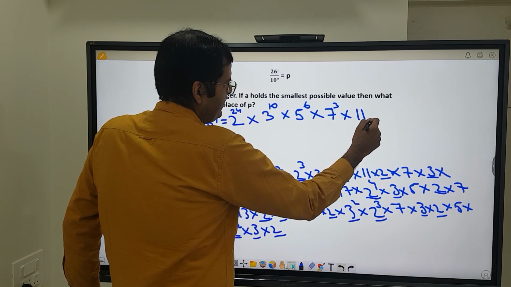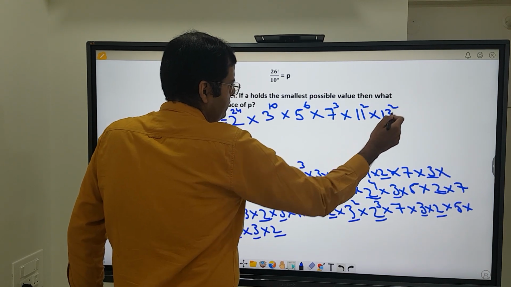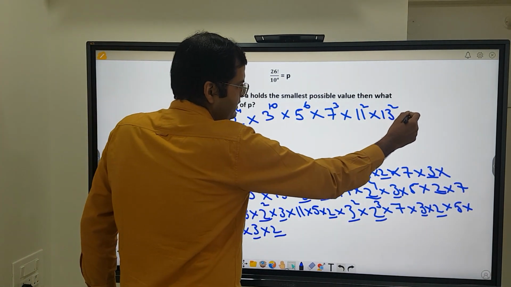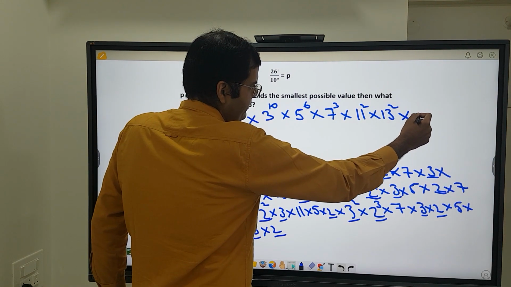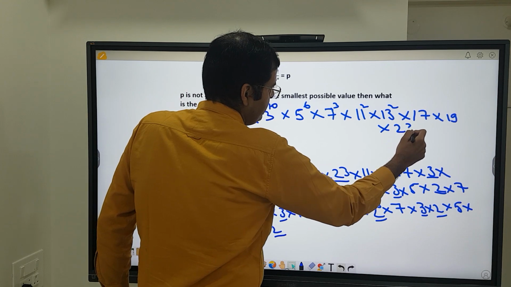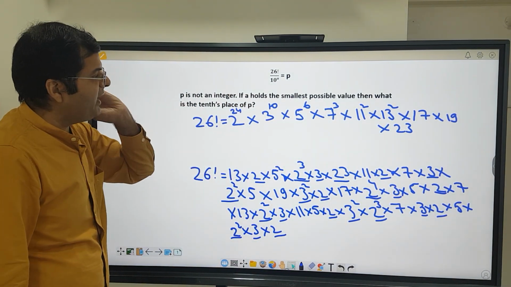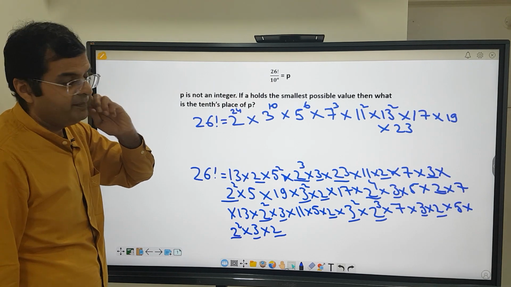Then 11 will be 2, 11 and 22. Then 13 will be 2, 13 and 26. Then after 13 there will be 17, there will be 19, and finally there will be 23. So this entire thing is the prime factorization of 26 factorial.